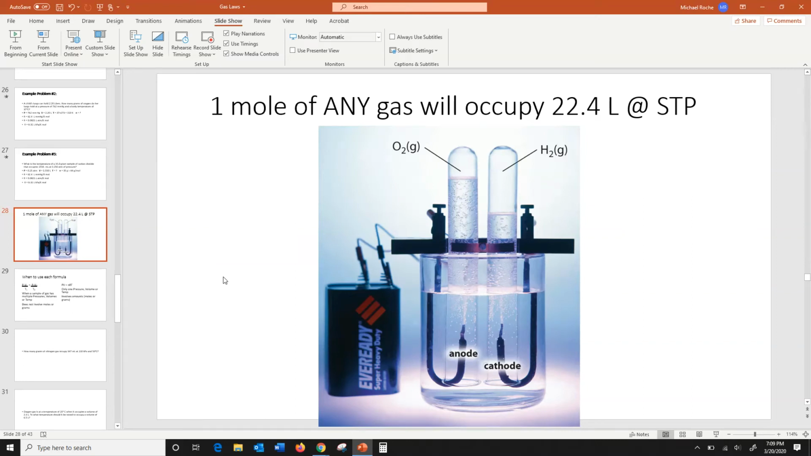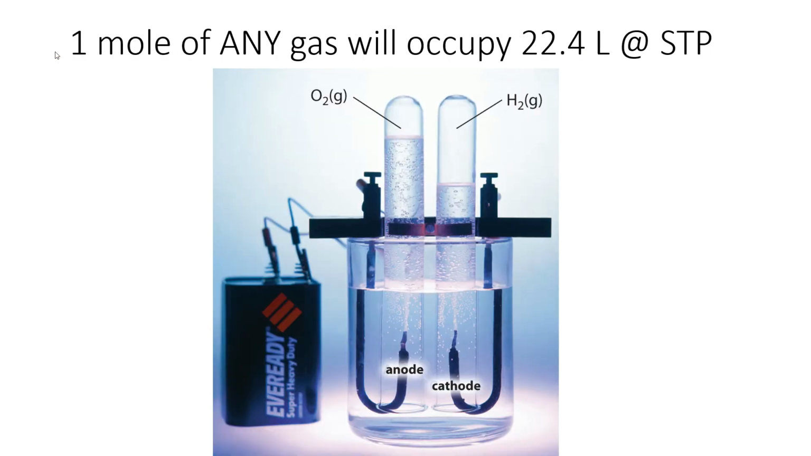So let's discuss what we're doing here. The first thing we need to make sure you're aware of is that any mole of gas occupies the same volume. I tried to prove this on one of my stoichiometry tests, and you should have learned this with PV equals nRT.